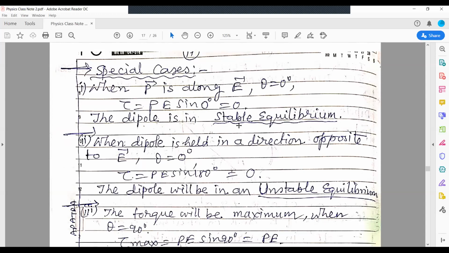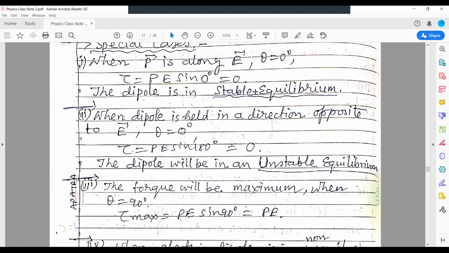But equilibrium does not always mean stable equilibrium. In this case, when theta is 0 degree, that position of the electric dipole is known as stable equilibrium. And it is very important for examination purposes, this concept of stable equilibrium. And when theta is 180 degree, here it is wrong. आप थोड़ा ध्यान दीजिएगा, theta 180 degree. At that time sin theta is also 0, not theta 0 degree here. It is wrongly printed.